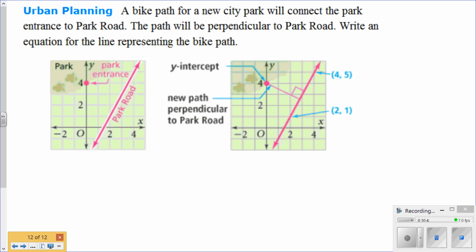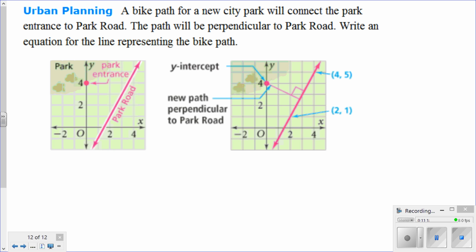All right, the last question we're going to look at is this word problem. It says, a bike path for a new city park will connect the entrance to Park Road, which is our pink line here, and the path will be perpendicular to Park Road. So here is my perpendicular path that I'm creating. So I need to write the equation of the line representing the bike path right here. So I have this line. This is my Park Road. I need to find the slope of this line. So I have 2 points, (4, 5) and (2, 1). So I find the slope between them.